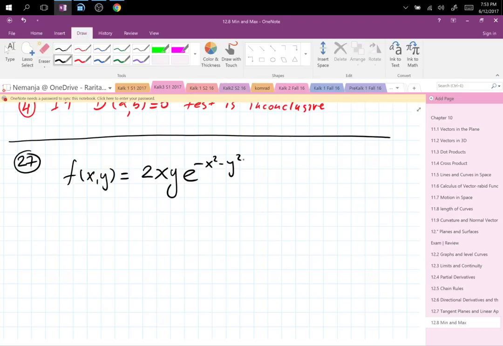So I will tell you what to do, and then I will eventually do it. Find the first partial derivatives in x and y, set each one to 0, and solve them. So find both partial derivatives, set them equal to 0, and solve. All right, what do you have?